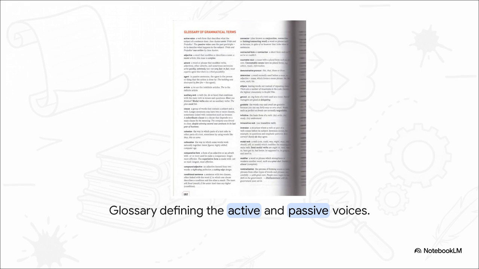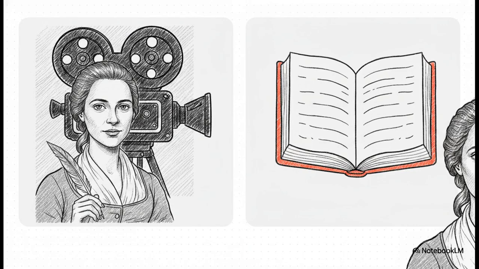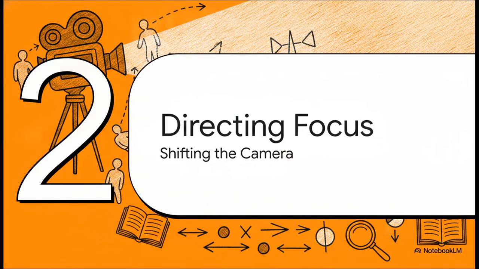Let's ground this with a really concrete example. Think about the active sentence. Jane Austen wrote Pride and Prejudice. The camera's pointing directly at our actor, right? The doer, Jane Austen. But listen to what happens when we flip it to the passive voice. Pride and Prejudice was written by Jane Austen. We've just panned the camera. The focus shifts entirely away from the author and squarely onto the object, the book itself. Jane Austen gets pushed all the way to the end of the sentence, or sometimes, she can be dropped from the frame entirely.